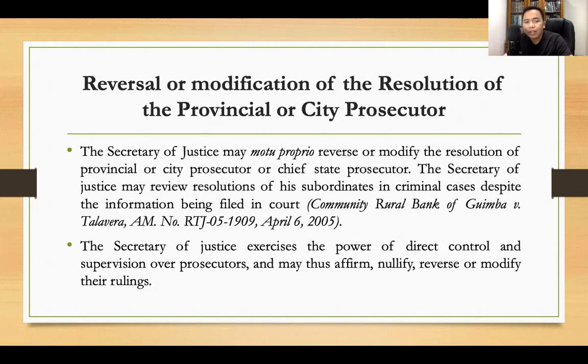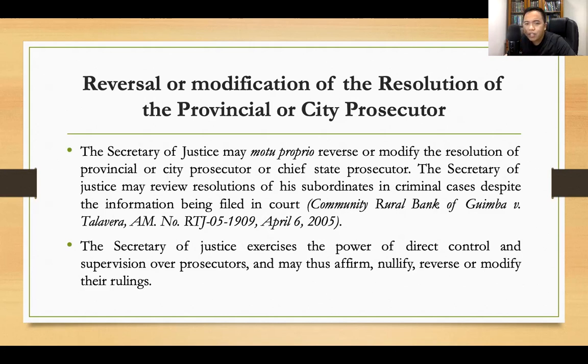Now, what happens when you elevate the case to the Secretary of Justice? The Secretary of Justice may motu proprio reverse or modify the resolution of the provincial or city prosecutor or chief state prosecutor. The Secretary of Justice may review resolutions of his subordinates in criminal cases despite the information being filed in court. Now, if the provincial or city prosecutor can reverse the investigating prosecutor, the Secretary of Justice, class, can also reverse or modify the resolution of the provincial or city prosecutor or chief state prosecutor. It can review the resolution of his subordinates, even if the cases are filed in court.